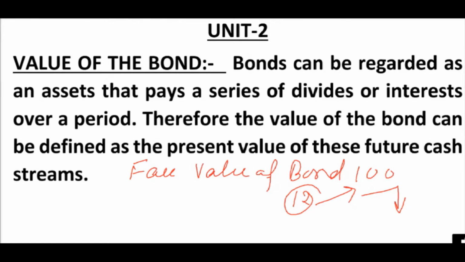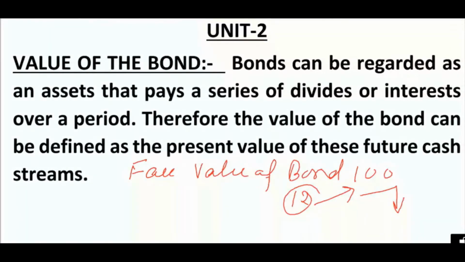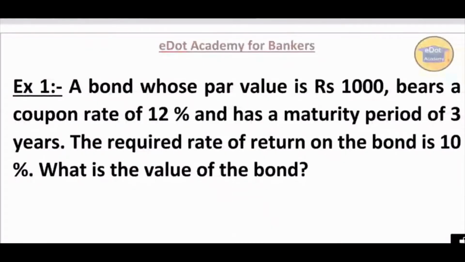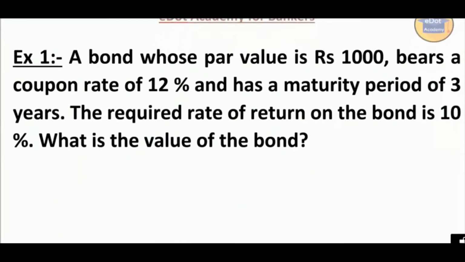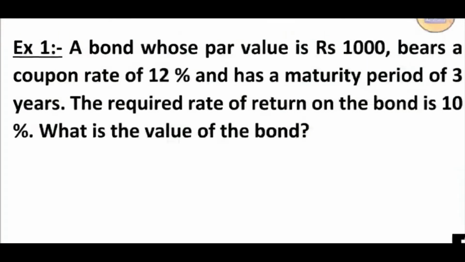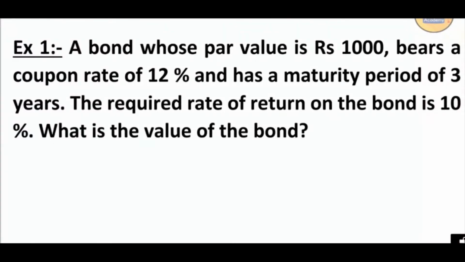Let's look at one example here. This value of the bond will be calculated in two ways: one using the theoretical part, the other using the formula. The question given here is: a bond whose par value is 1000 bears a coupon rate of 12% and has a maturity period of 3 years. The required rate of return on the bond is 10%. What is the value of the bond?